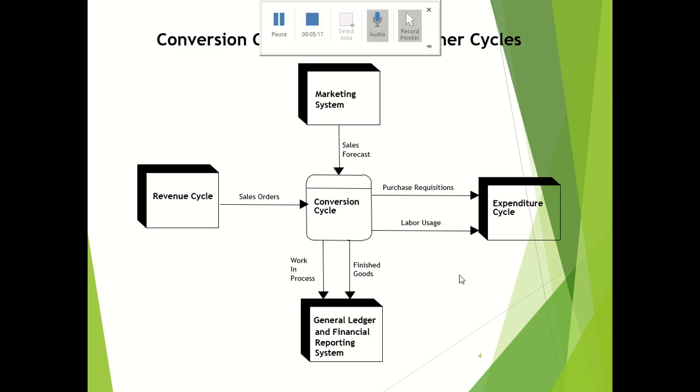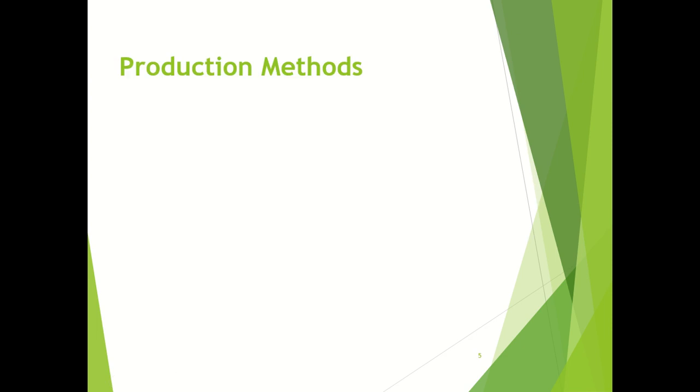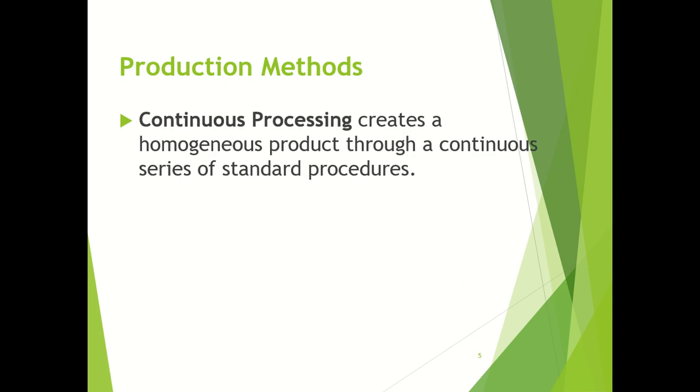Any question? All right, so let's now proceed with the production methods. Depending on the types of product being manufactured, a company may employ various production methods. Here, we have three production methods, systems, or processes that we're going to discuss. The first is what we call continuous processing. It creates a homogeneous product. When we say homogeneous, it means one variety only, through a continuous series of standard processes. Because it is continuous and there is only one product, it produces just one product, so there will be no variation.